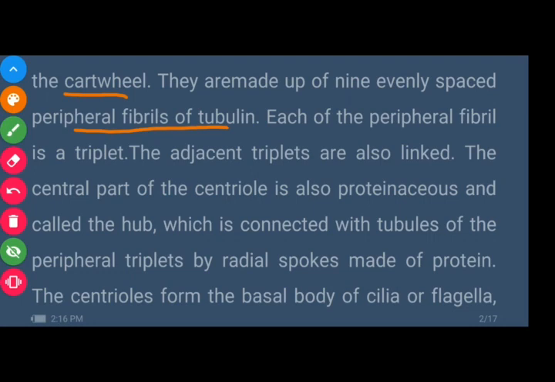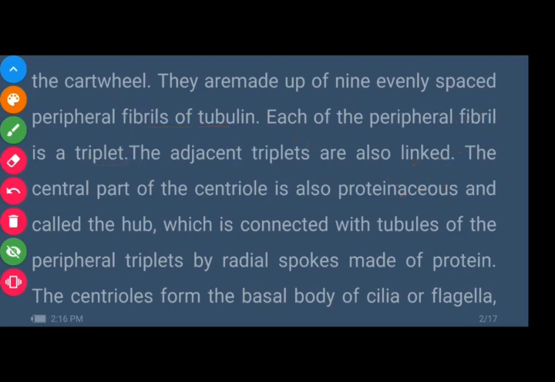This means the centriole consists of 9 peripheral fibrils of tubulin. Each peripheral fibril is a triplet, which means they are in 3 forms, and adjacent triplets are also linked. These triplet fibrils, which are tubulin-like structures, get linked with each other.